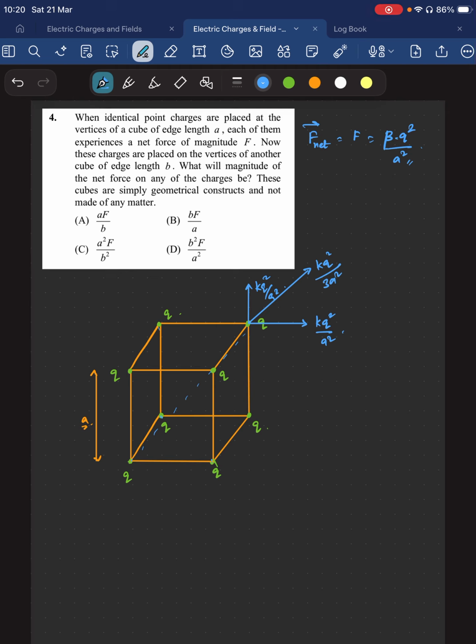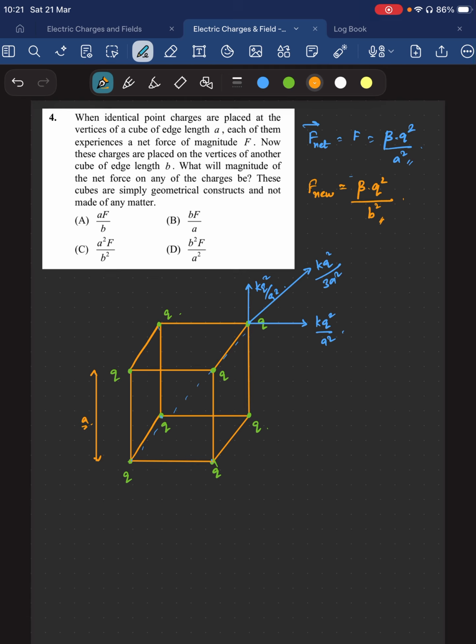So in this case, I can say the force expression is roughly equal to beta into Q squared by A squared. Now, if your charges were placed on the vertices of a cube of edge length B, what will our new force expression be equal to? It will have a similar form, and the proportionality constant will remain the same. The charge is also the same, so it will be Q squared only. But now instead of the edge length being A, the edge length is B. So our new force expression will be beta into Q squared by B squared.